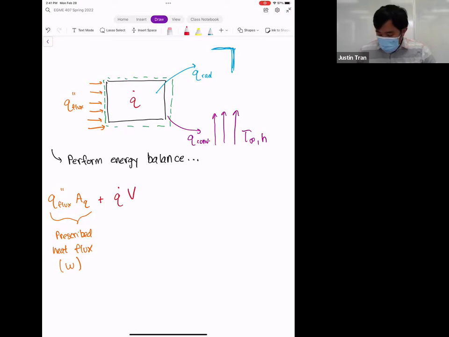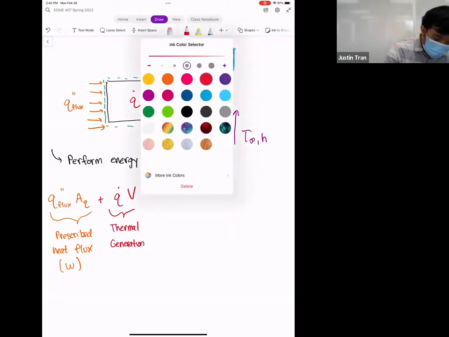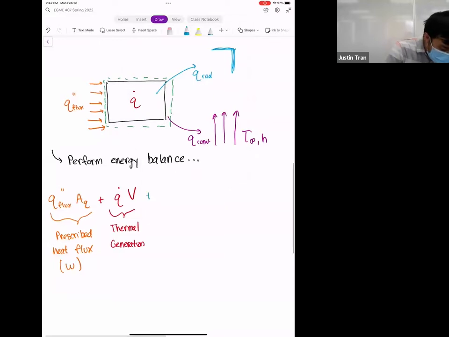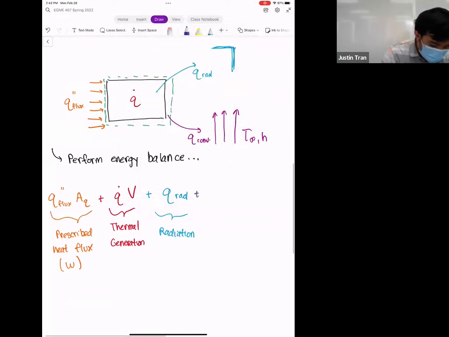Next, we have our thermal generation term. Thermal generation is going to be Q dot multiplied by volume. Because usually thermal generation is given in units of watts per volume, so watts per meter cubed. And so in order to eliminate the meters cubed, we're going to multiply it by volume. Next, we have our contribution from the radiation. The radiation is already in watts, so we don't have to multiply by anything. And of course, we have our contribution from the convection.